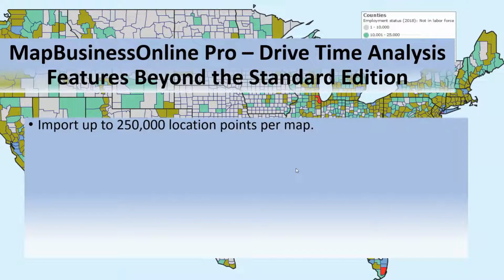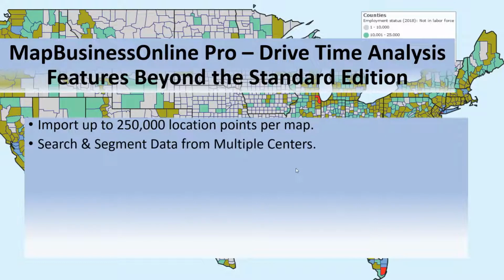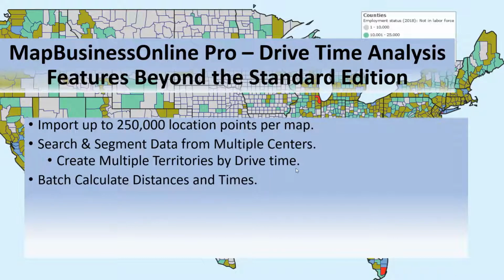And you've got the ability to search and segment data across multiple centers. That's applying a proximity search in bulk across multiple points on the map. We're going to walk through that. That tool also lets us create multiple territories by drive time at the same time. That's a powerful tool. Batch calculate distances is more of a network analysis, and we're going to go through that.